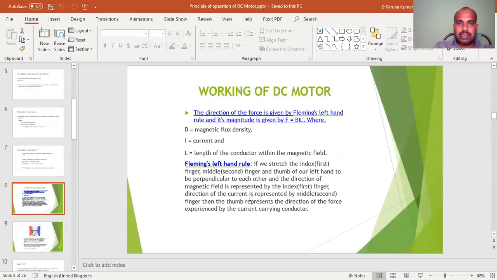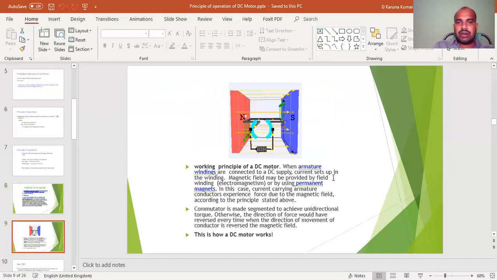Again, Fleming's left hand rule uses the index finger, middle finger and thumb of the left hand, and these three fingers are perpendicular to each other. The direction of the magnetic field is represented by the index finger, the direction of current is the middle finger, and the thumb is the direction of force.